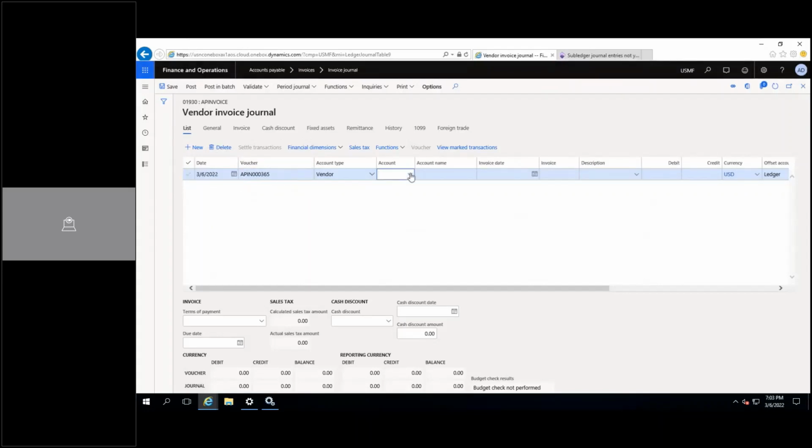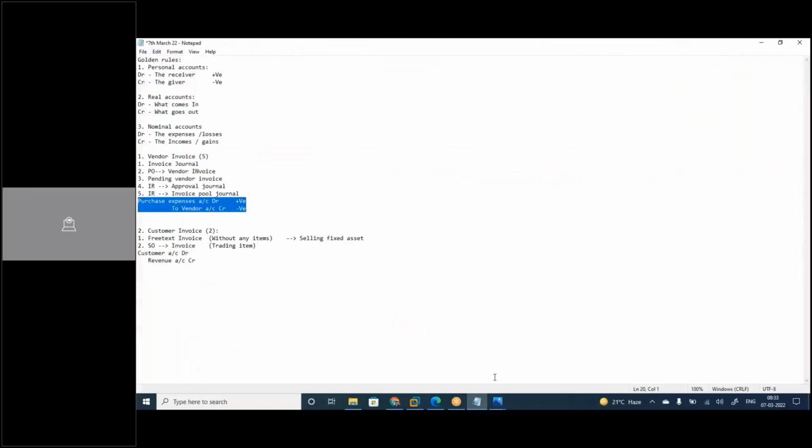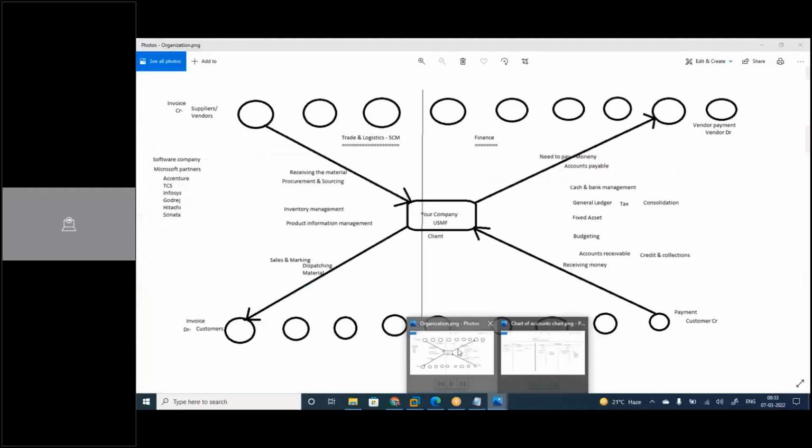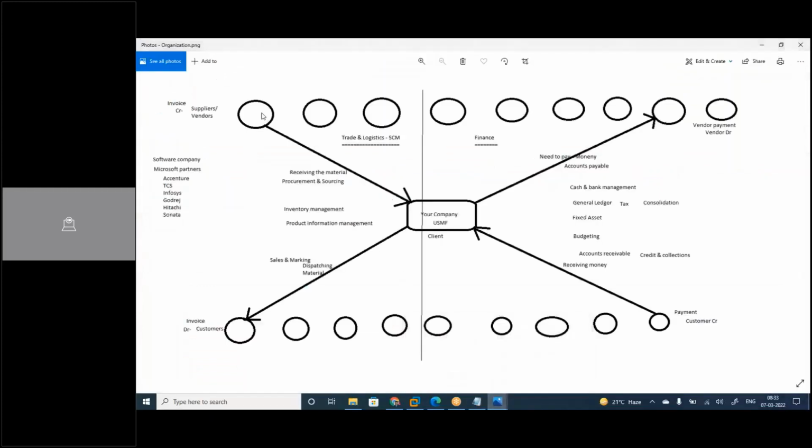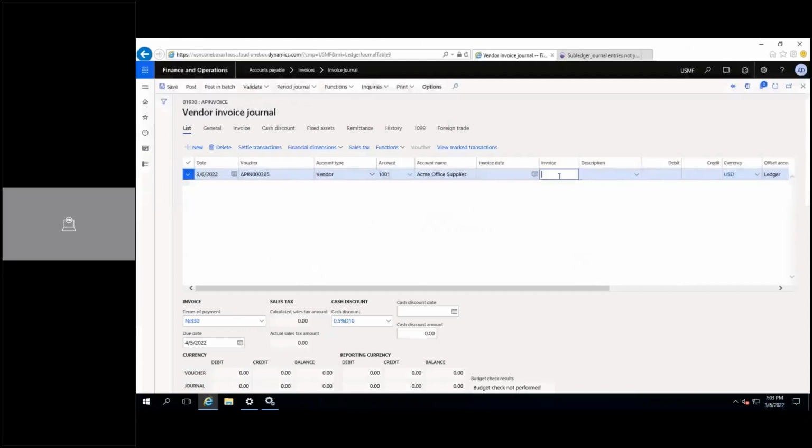Select the vendor name. Vendor. Select the vendor. I'm just entering vendor. Now you have received invoice copy, because if it is material received, then you will receive invoice copy from the vendor. That invoice number you need to enter here.